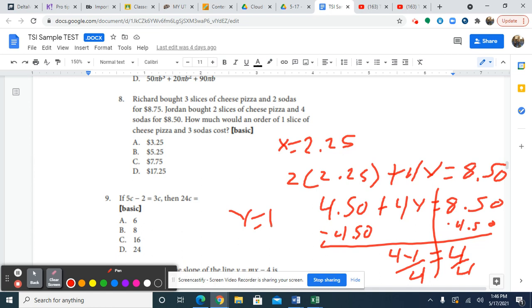So how much would one order of pizza and 3 sodas cost? If we're buying one pizza, that means we're buying one for $2.25. If we're buying 3 sodas at $1 each, that's $3. So 2.25 plus 3 is 5.25. The answer is B.